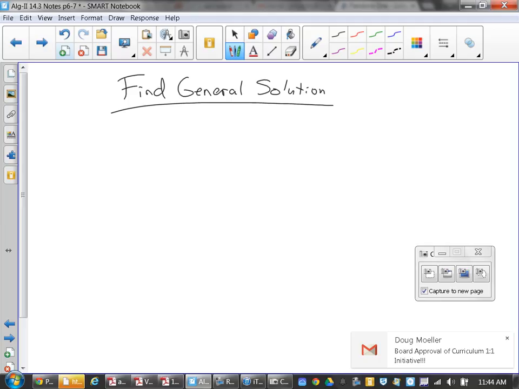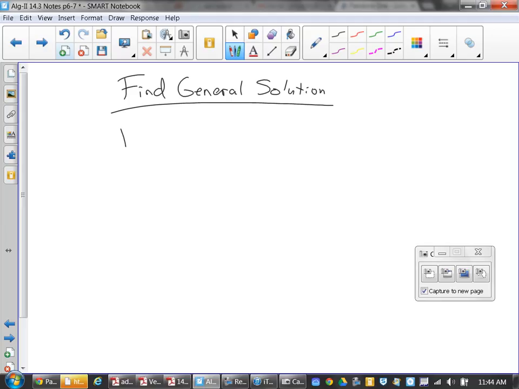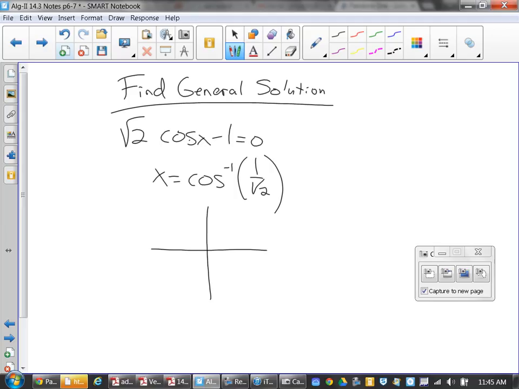The instruction here says, solve the equation for the general solution. So if I'm looking at a question like number 1, add 1, divide by root 2. What angle has a cosine value of 1 over root 2? So you place it. You're talking general solution now. 45. So a 45-degree angle, positive cosine. So it's pi over 4.